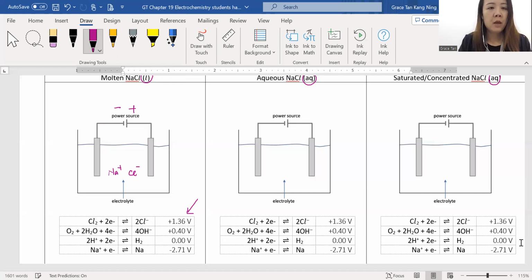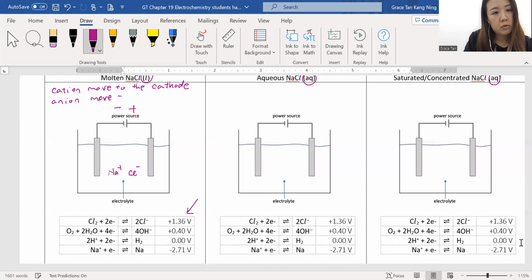Please remember that cations move to the cathode, and anions move to the anode. So I'm going to write this. Cations move to the cathode, and anions move to the anode.